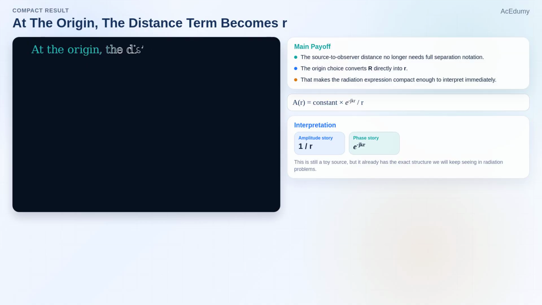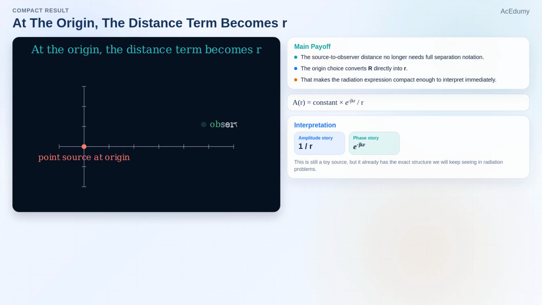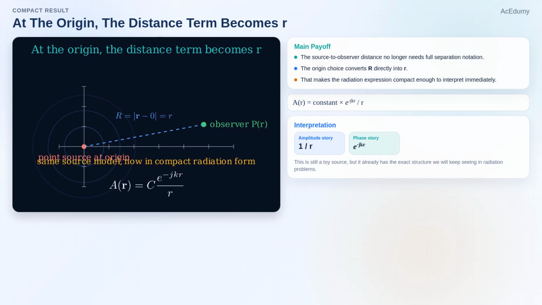Once the source collapses to one point at the origin, the source to observer distance big R becomes simply r. The vector potential therefore takes the familiar form of a constant times e to the minus j k r divided by r. This is the first big payoff of the lesson. A compact source description has turned into a compact radiation expression.